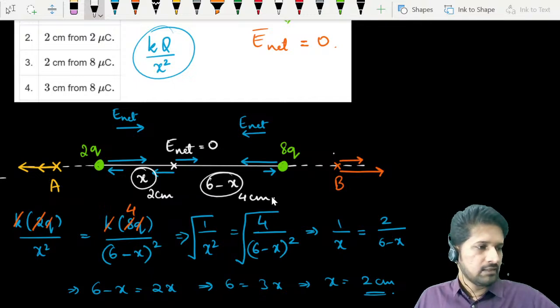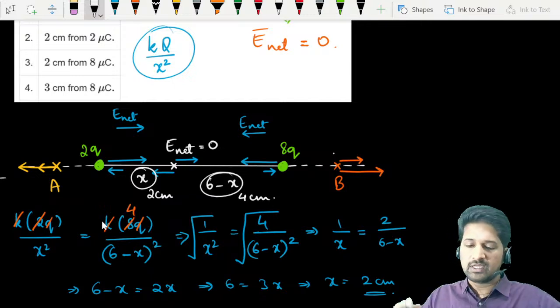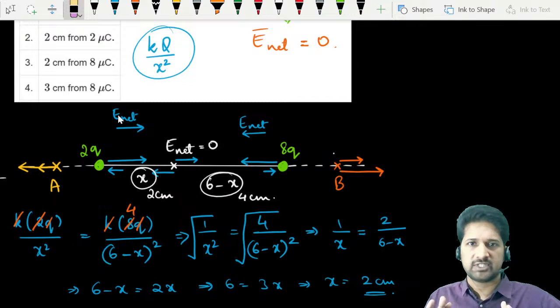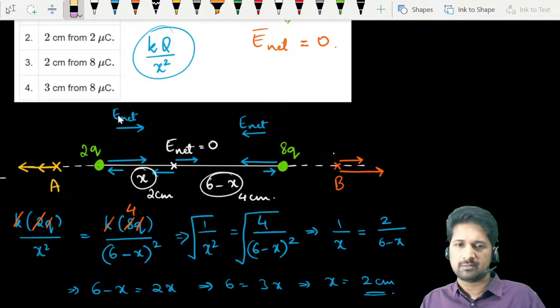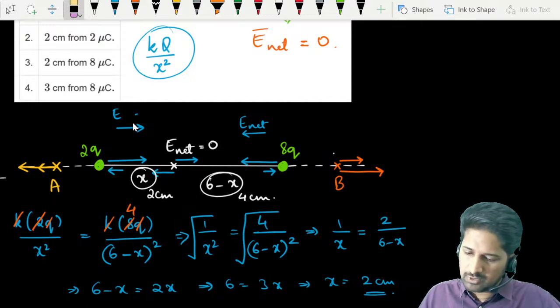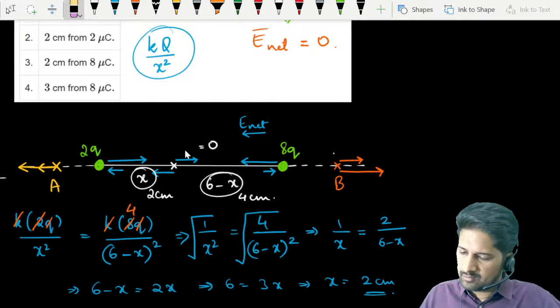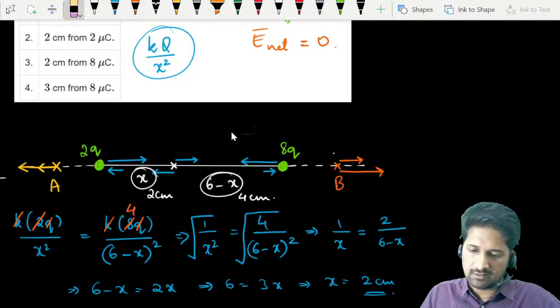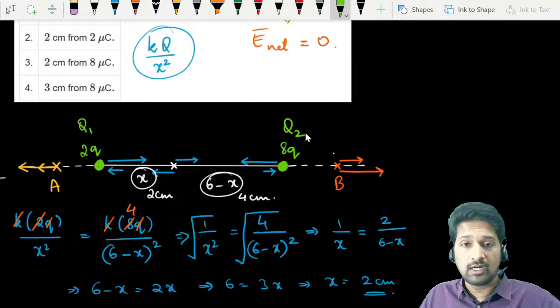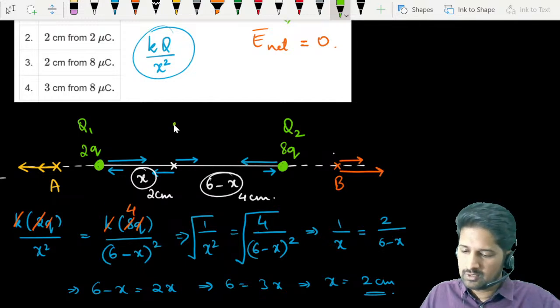Now I told you that I'll give you a formula to quickly derive the position of the neutral point. Remember, this formula works if the charges are of the same sign. So you can use this formula in gravitation. In gravitation, masses are anyway positive all the time. In electrostatics, this formula can be used if the charges are of the same sign. And what is the formula? The neutral point between two like charges. Let's take the charges as q1 and q2. The neutral point between two like charges q1, q2 divides the line joining them in the ratio root of q1 is to root of q2.